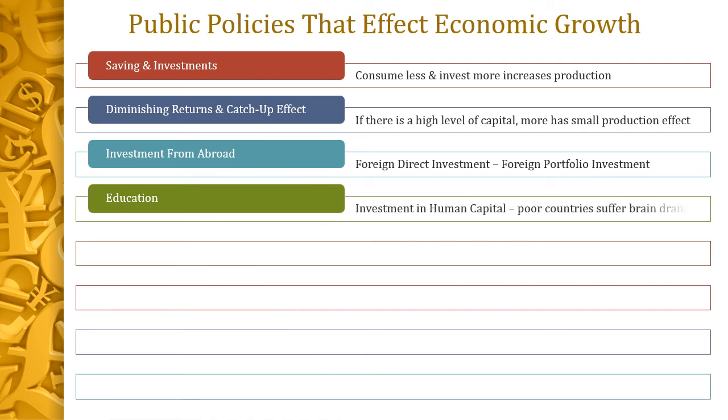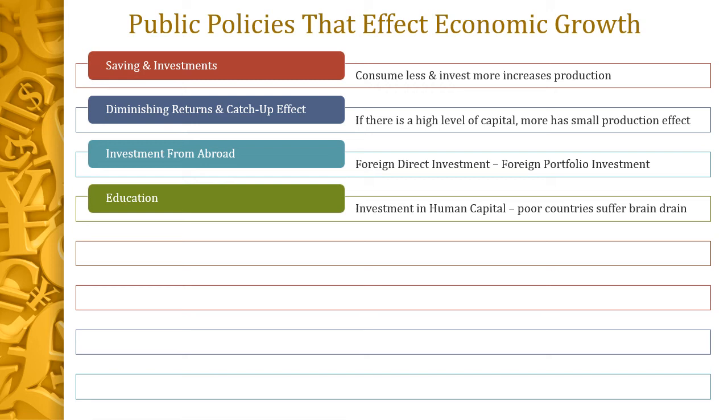Education is basically an investment in human capital. And as we invest in human capital, we know that we see an increase in productivity. Now, the problem for poor countries is that if they begin to invest in their citizens or in certain citizens, they suffer what we call brain drain.